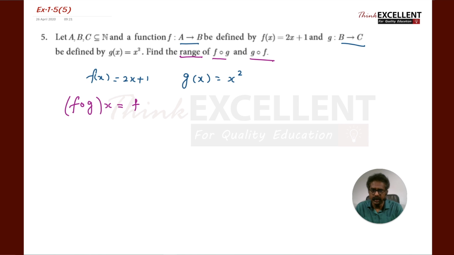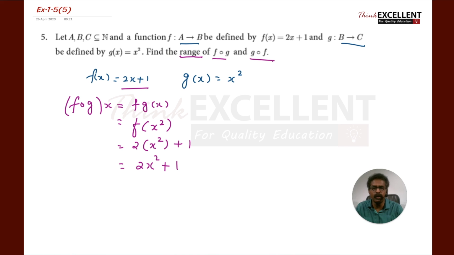So this can be written as F of G of X. What is G of X? It is X square. Now put this X square in F. What is F? F is 2x plus 1. Instead of that x, you write X square. So you are getting 2x square plus 1. So this is F composition G.